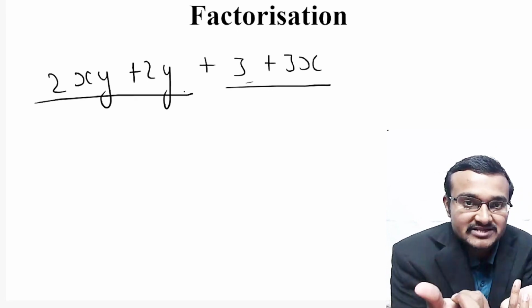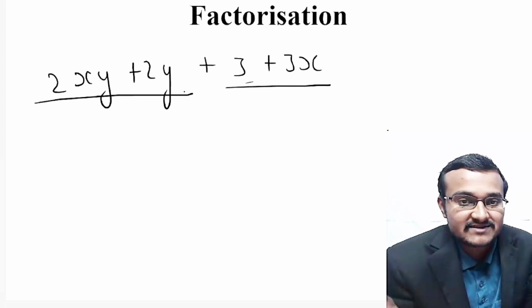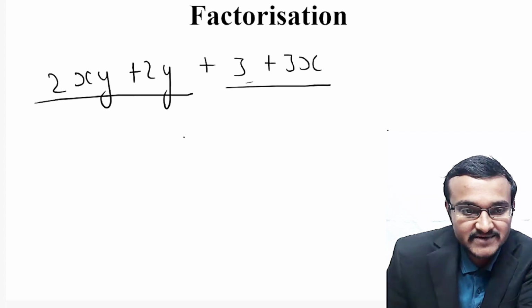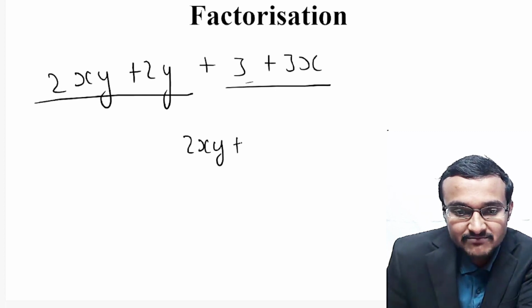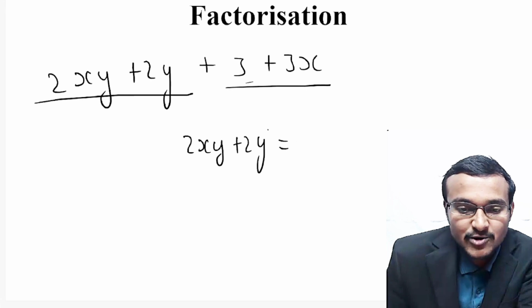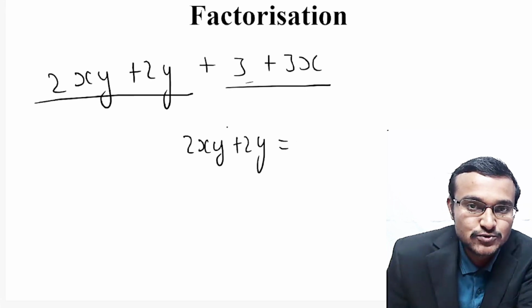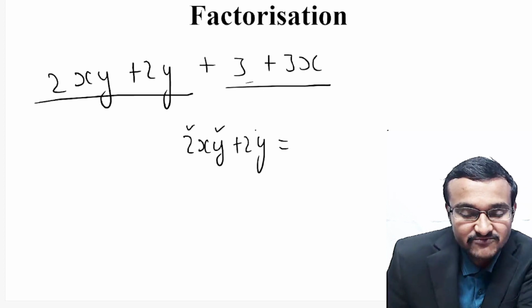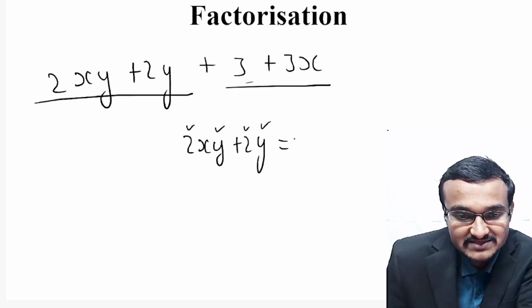That means you are regrouping the terms and you are getting the factors of that particular algebraic expression. So now let us consider the first group, that is 2xy plus 2y. What are the common terms present in these two terms? Here you can see 2 is there, y is there, and here also 2 is there, y is there.